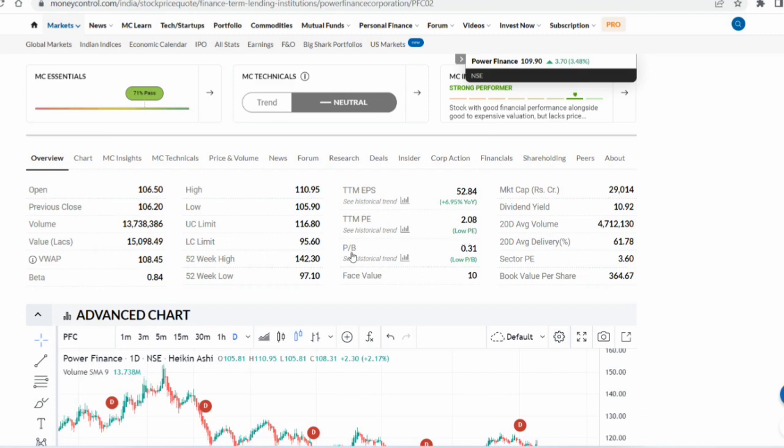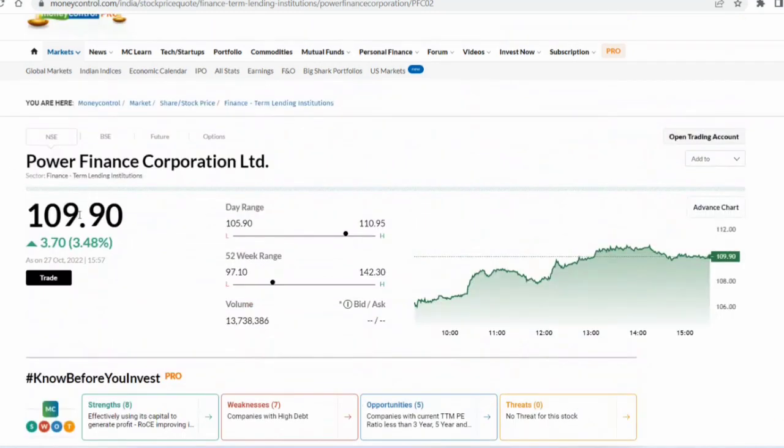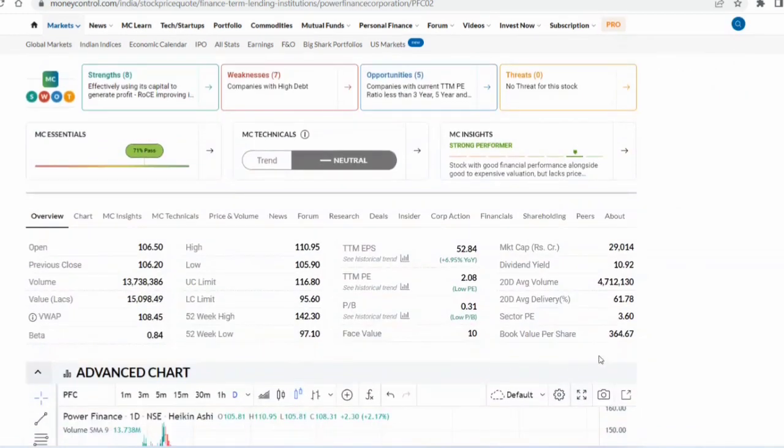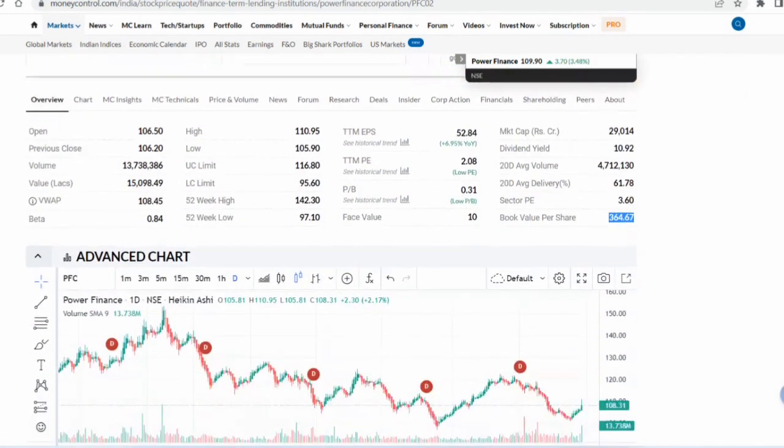Also look at the price to book ratio. It's 0.31. Why? Because the book value per share is 364 and the current price is 109. So currently a lot of devaluation happened in this stock in the last years compared to the book value.